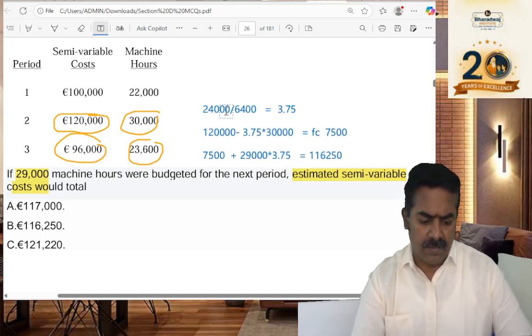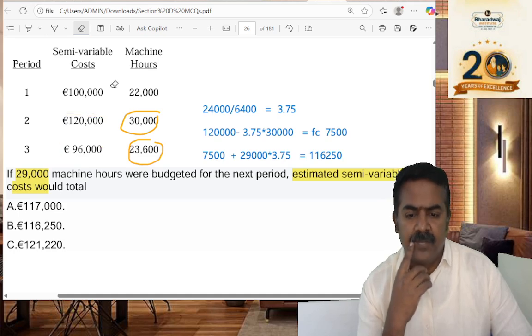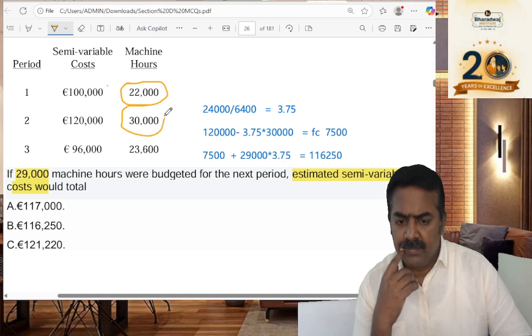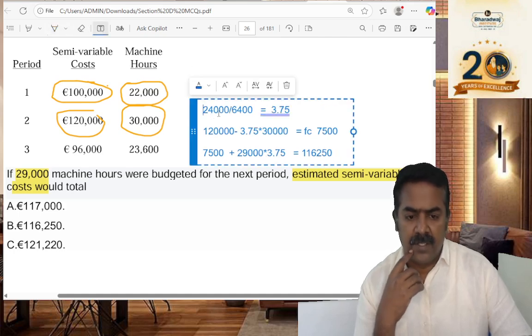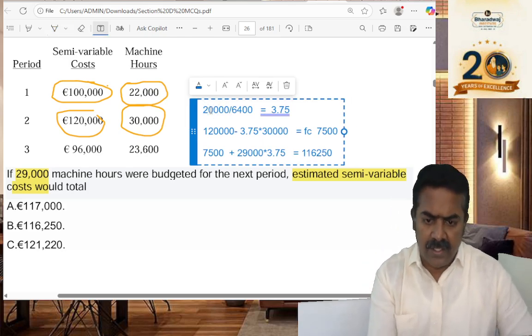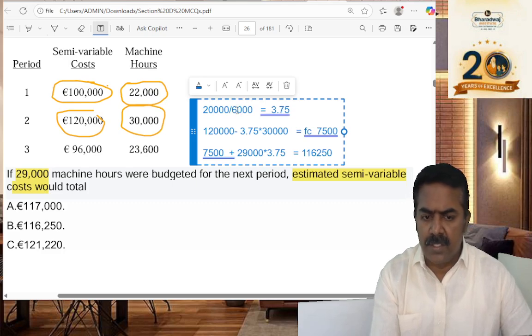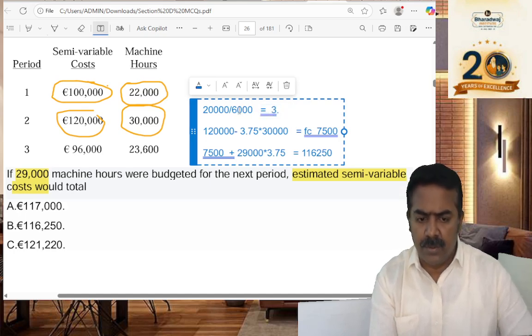But is what we have done correct? No. We have to use which method? High-low method. Now what is high in this? 1,20,000 machine hours. We should have compared this and taken the highest and lowest points. So difference will be 20,000 divided by 8,000. 20,000 is the change in cost divided by 8,000.